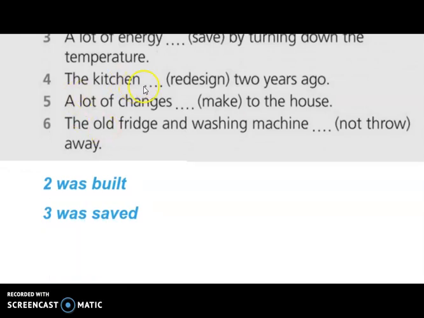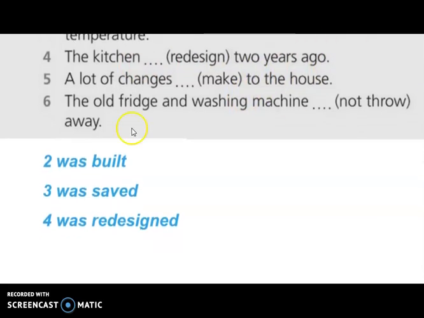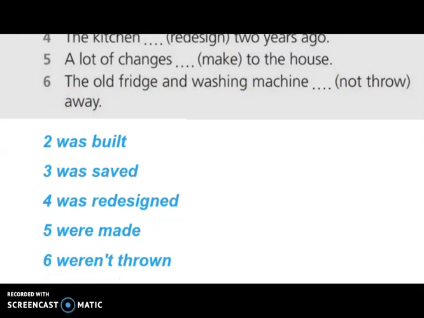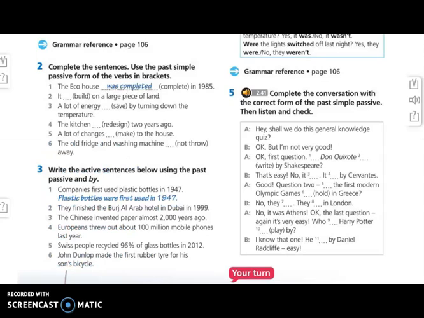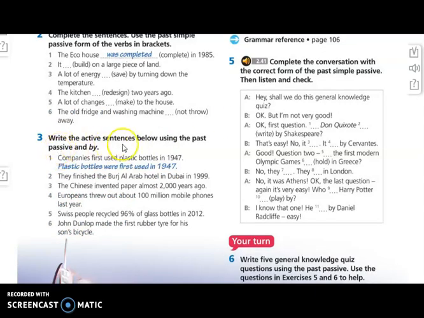Number 4. The kitchen was redesigned 2 years ago. Number 5. A lot of changes were made to the house. Finally, the old fridge and washing machine weren't thrown away. Let's move to the next exercise. Here we have to write the active sentences below using the past passive and by.